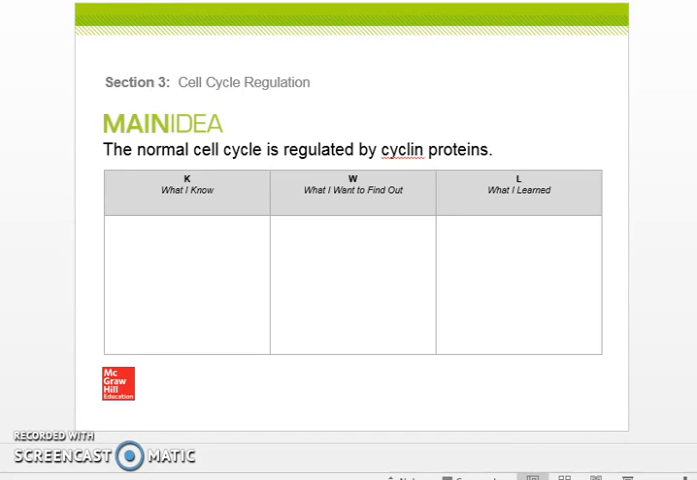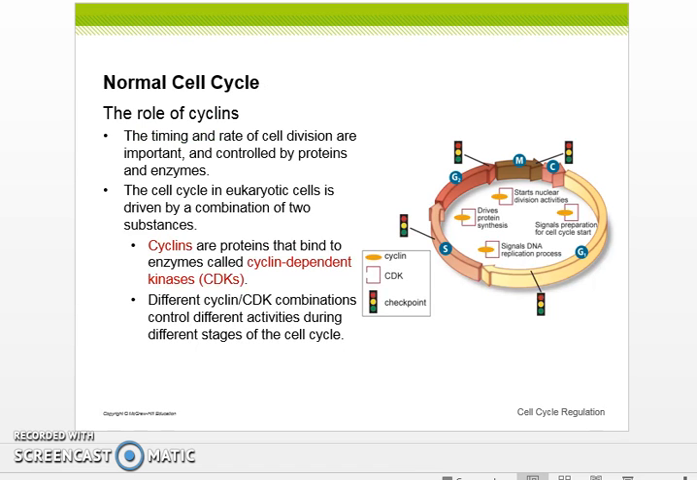The final section for this chapter, biology students, at 9.3 is cell cycle regulation. So the main idea is that normal cell cycle is regulated by cyclin proteins. Well, what does all that mean? So first you have to understand what the role of cyclins are.